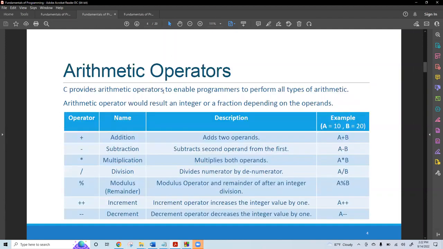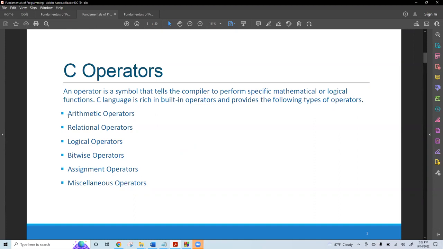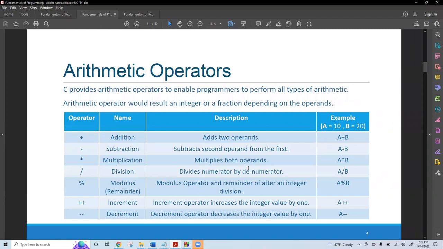Okay. So let's go through one by one. First, arithmetic operators. Arithmetic operators are the arithmetic operations. What are arithmetic operations? Addition, subtraction, multiplication, division, and several others. These are general operators. In C programming, we use the plus symbol for addition. For subtraction, we use minus, same as in mathematical operations.